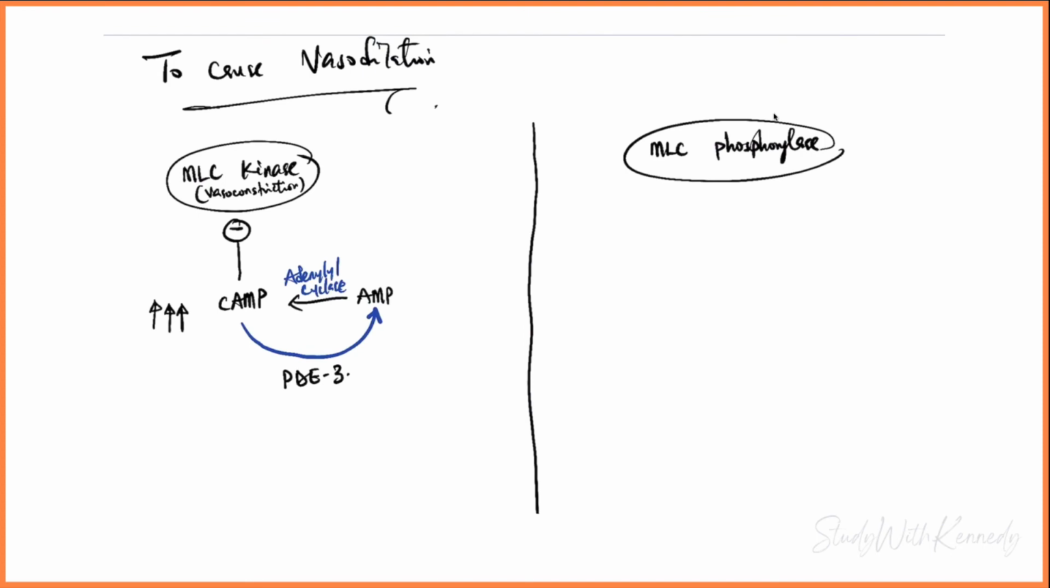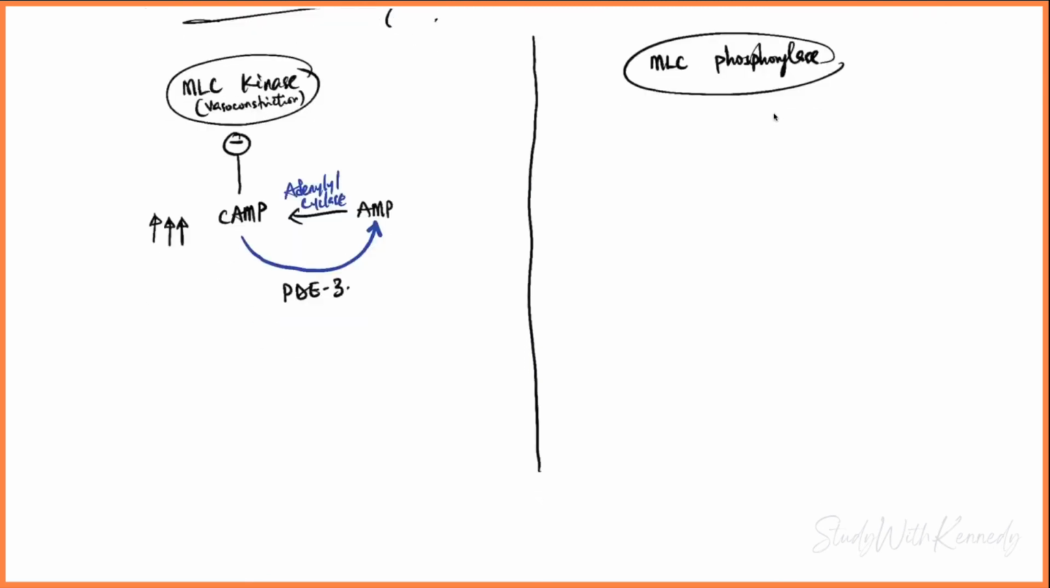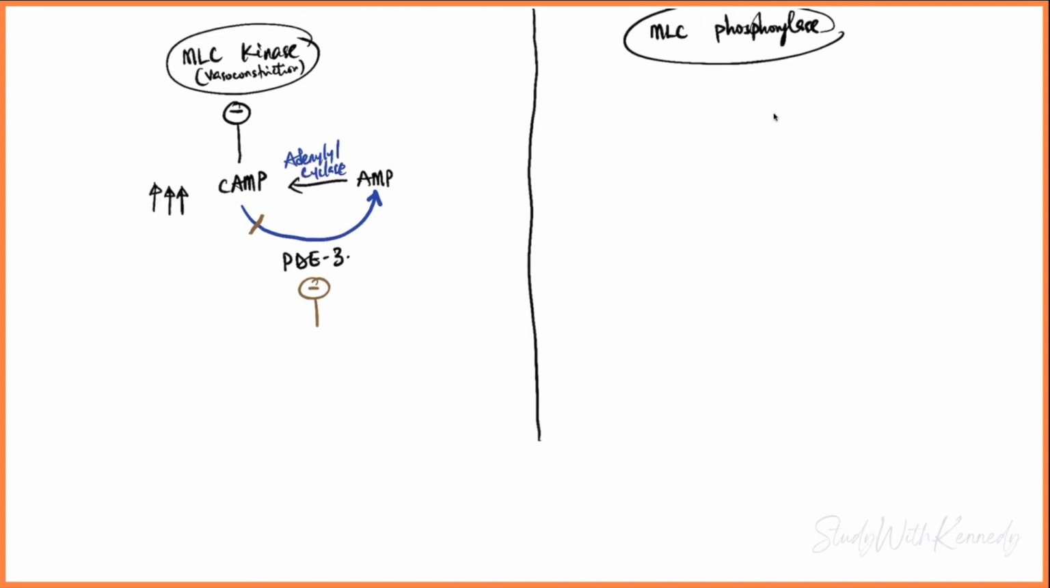Is there a way we can do that? Maybe if we inhibit PDE3. If we block this enzyme, it will stop converting cAMP back to AMP, and then we would have a lot of cAMP, and we would have a lot of inhibition of myosin light chain kinase, and we would have vasodilation. The medication that inhibits phosphodiesterase, PDE3 specifically, actually it inhibits both PDE3 and 4, is milrinone.